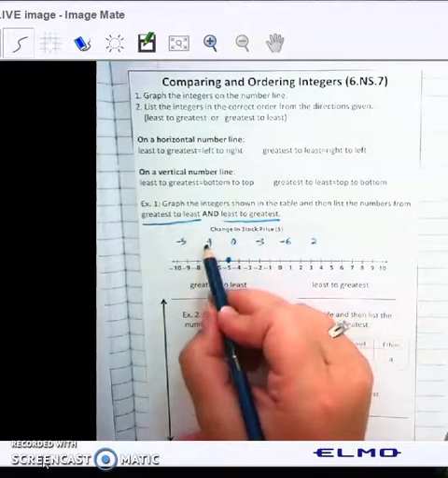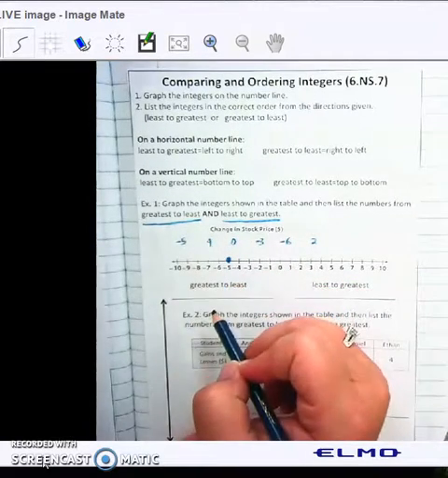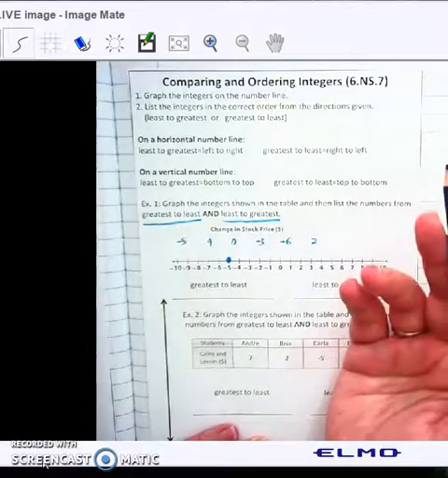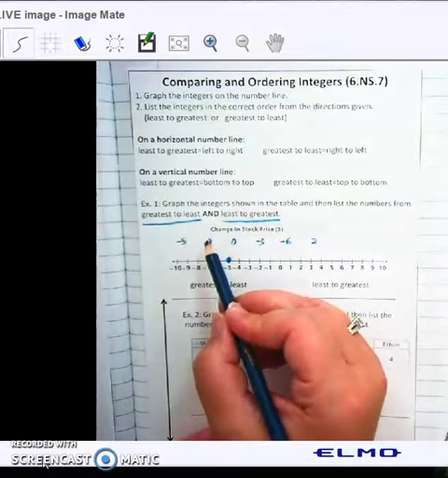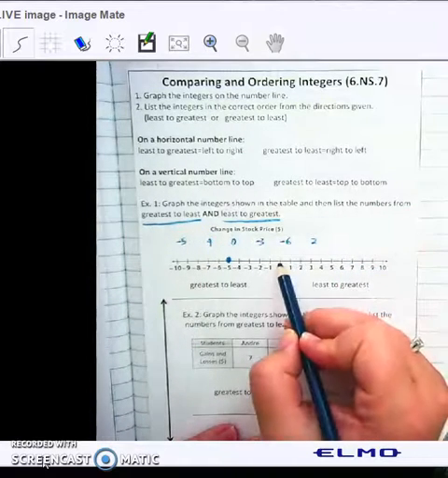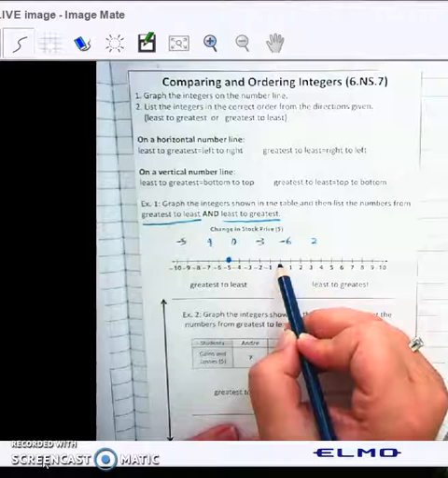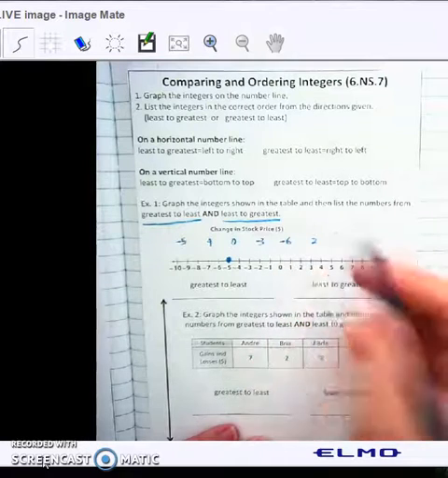+4. So if you notice there's no negative sign in front of this, you don't see a plus sign either. So if there's not a sign in front of it, that means that it is positive. So we're going to start at 0 and go 4 spaces to the right. 1, 2, 3, 4.